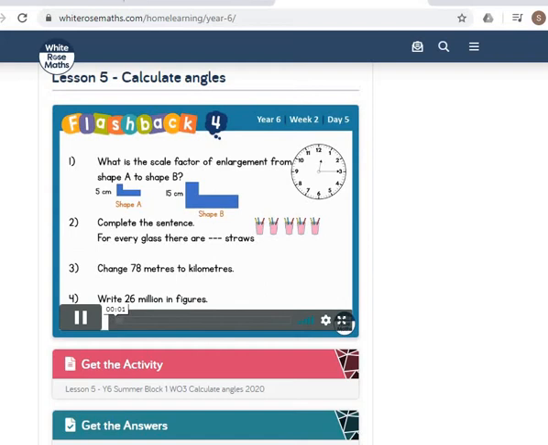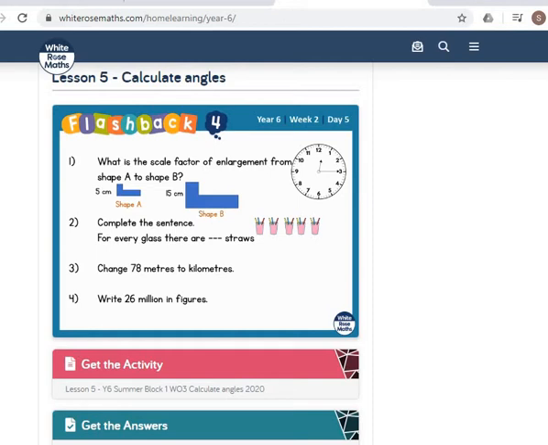Hello again. Flashback 4 time. Pause the video, have a go at the questions. Okay, let's go at question 1. What is the scale factor of enlargement from shape A to shape B? I'm looking at the corresponding lengths and I can see that for shape A it's 5, for shape B it's 15, which is 3 times greater. So the scale factor of enlargement is 3 times larger.